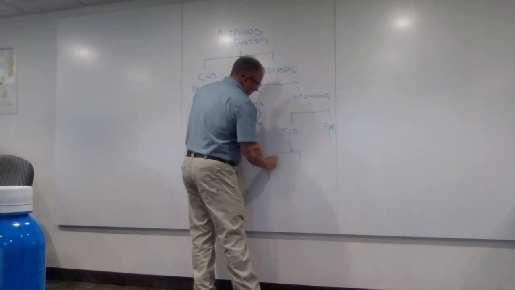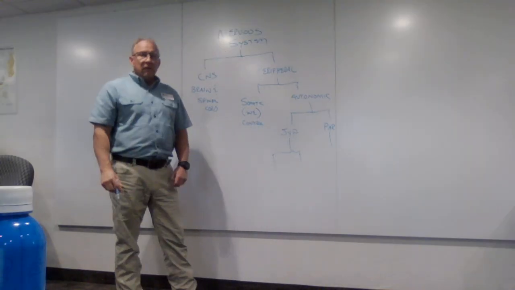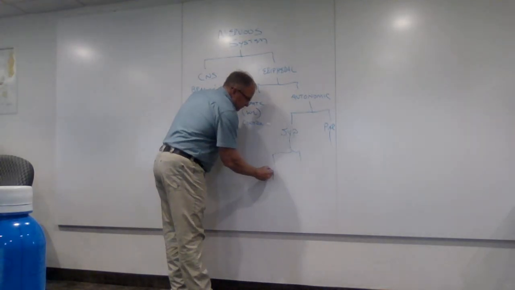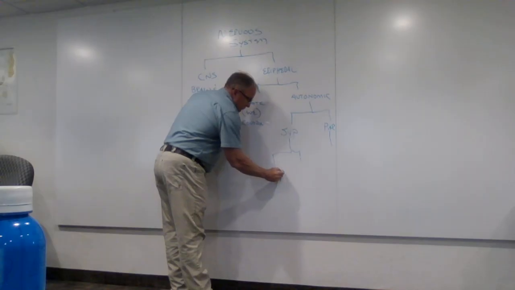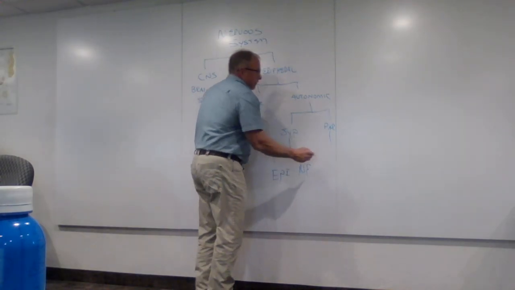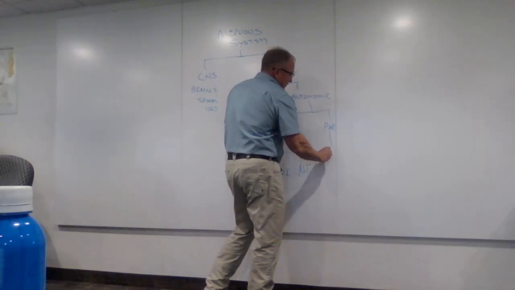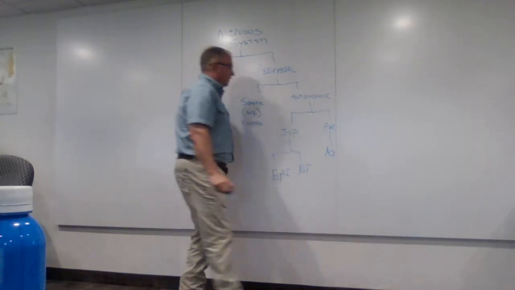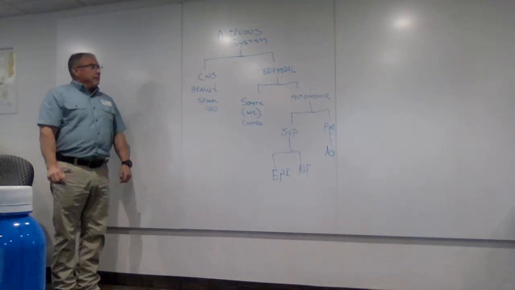And the neurotransmitters for sympathetic. Epi and norepi. Okay. What's it for the parasympathetic? Acetylcholine. Okay. All right.